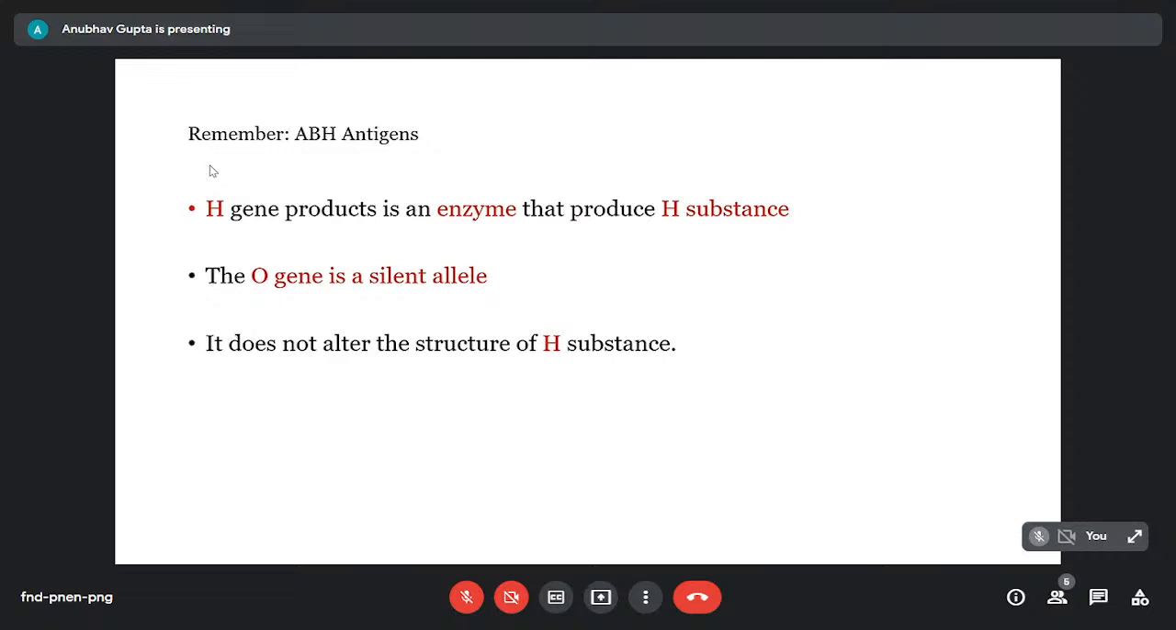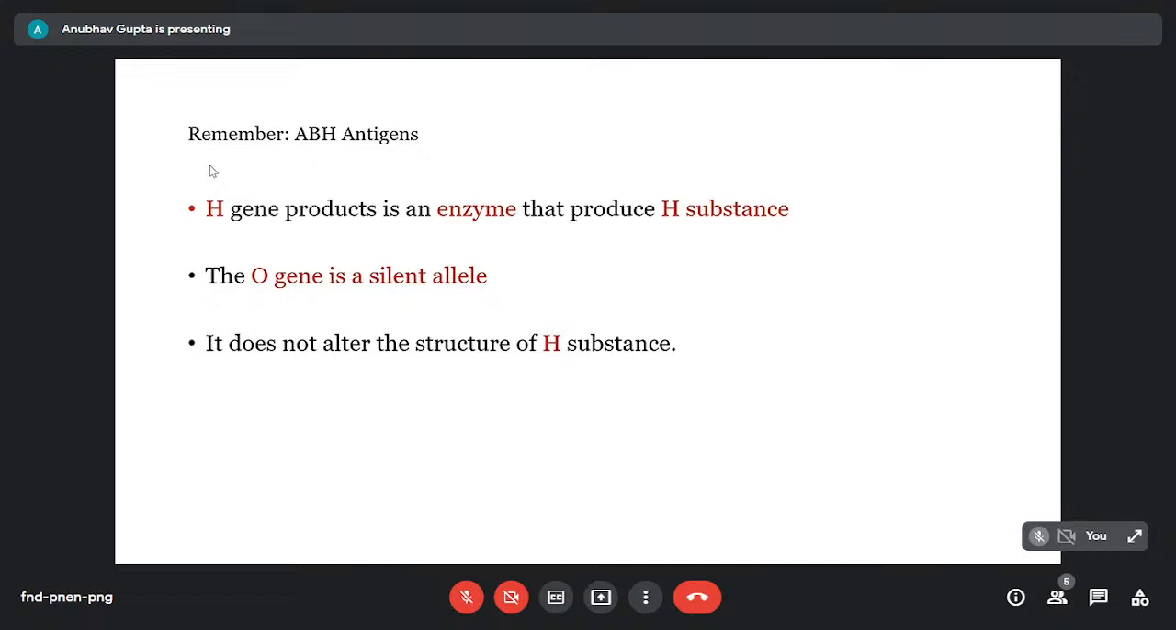Always remember that the H gene product is an enzyme that produces the H substance. The H gene produces the enzyme, and that enzyme will act on the precursor substance and form the H substance. And on that H substance, the product of the A gene or B gene or AB gene will act and form the corresponding enzyme, and that corresponding enzyme, for example A enzyme, B enzyme, AB enzyme, will act on the H substance and form the corresponding blood group.